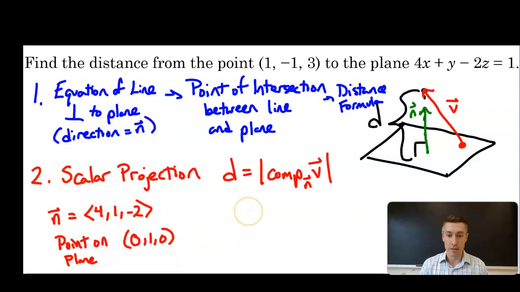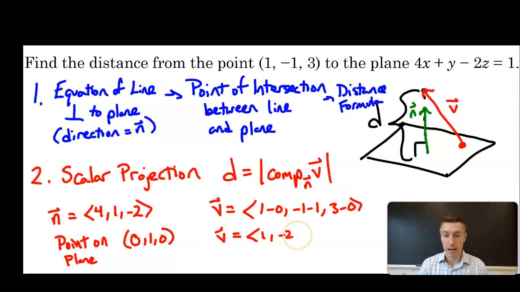So now we need to create vector v. Vector v is going to go, we'll use the point 1, negative 1, 3 as the terminal point, and 0, 1, 0 as the initial point. So 1 minus 0, negative 1 minus 1, and 3 minus 0. So vector v is 1, negative 2, 3.